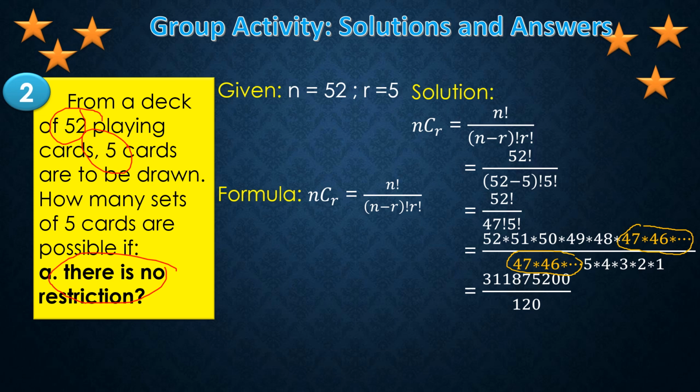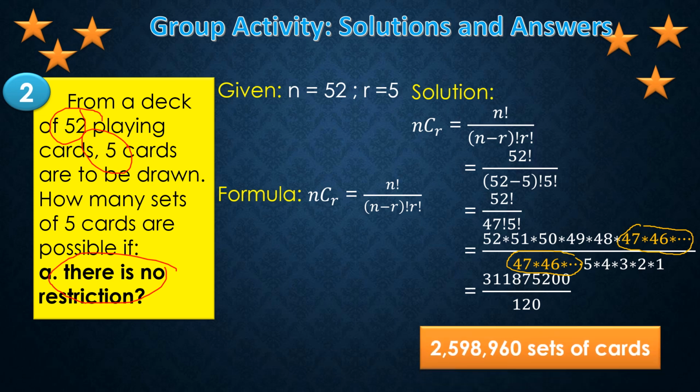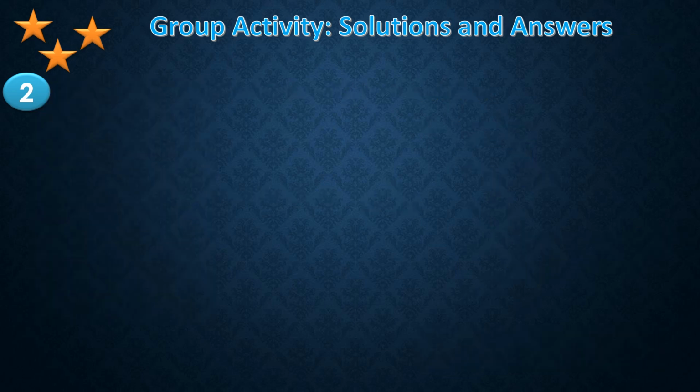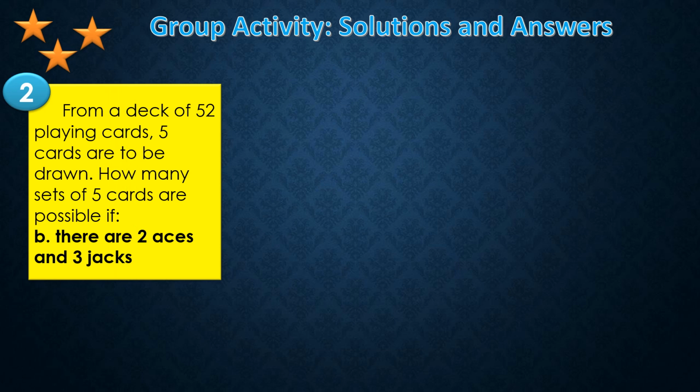So we have our numerator here on your screen, and the final answer, the number of sets of 5 cards out of 52, is 2,598,960. Okay? That's the answer for letter A. Next, let's move on to letter B.